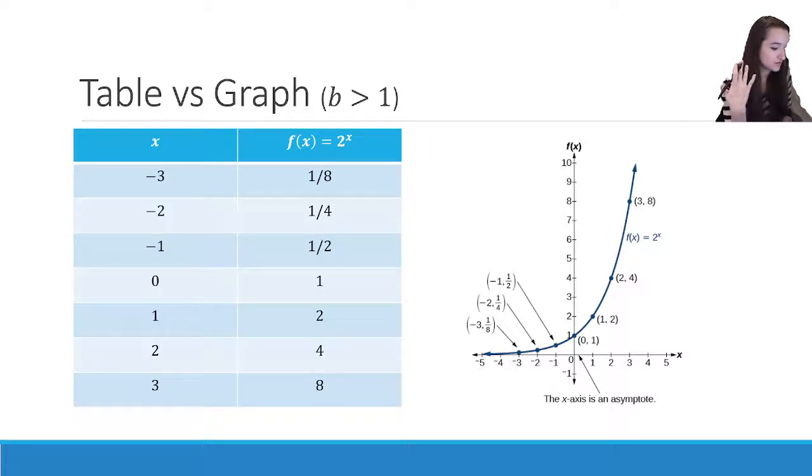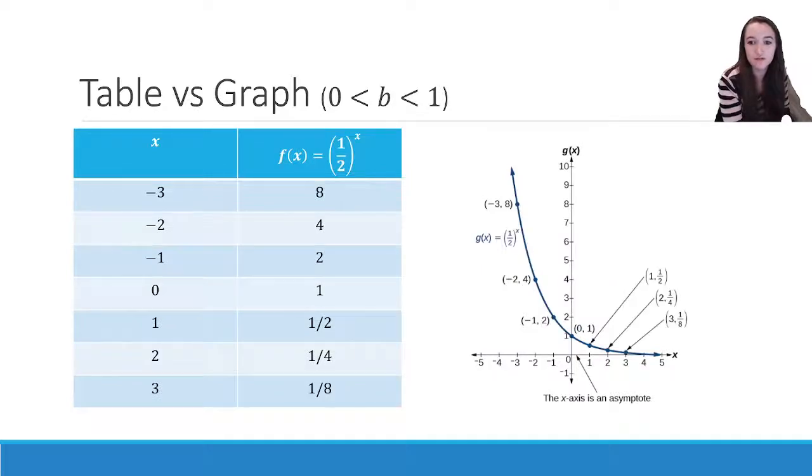I square 2, I cube 2, I take 2 to the 4th, 2 to the 5th, 2 to the 6th. These are going to be very large numbers as I go on, and it's getting a larger and larger increase. Notice that the increase from here to here is smaller than from here to here, which is smaller than from here to here, and so on, because that's how exponentials work.